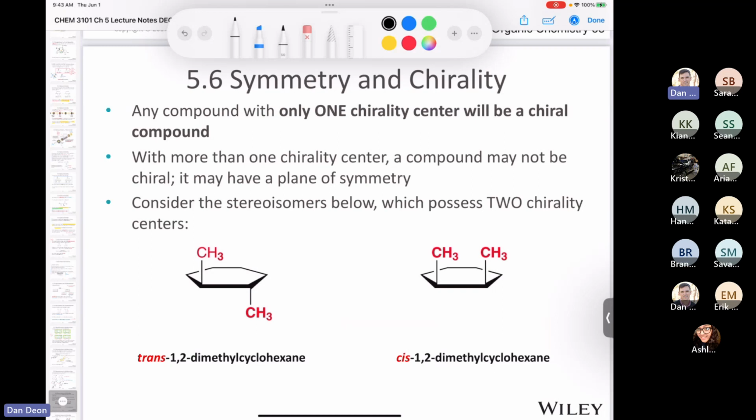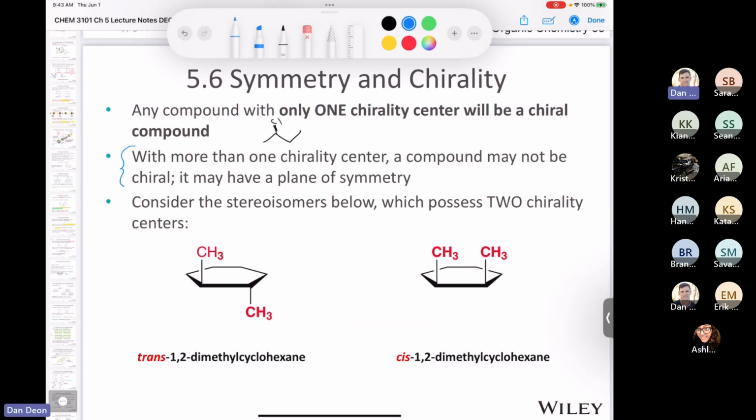It says here that any compound with only one chiral center will be a chiral compound. Like the compound we looked at before, R-2-chlorobutane: one chiral center, it's a chiral compound, done. But check this out. This is where it gets kind of interesting. I was going to say confusing, but I stopped myself.